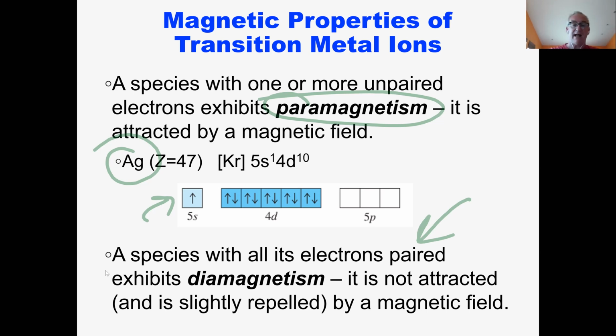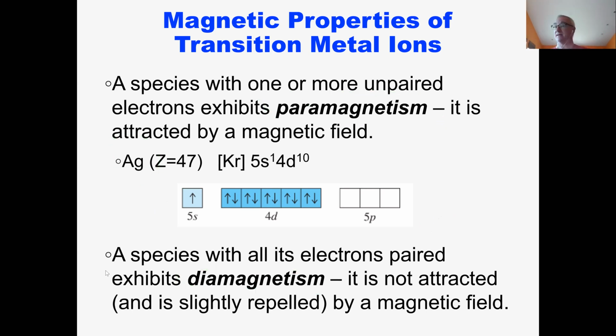And we say it's diamagnetic. In fact, it's slightly repelled from a magnetic field. If you have a magnet and you have something that's diamagnetic, instead of being attracted to it, it's actually slightly repelled from it. So it's not magnetic. So we need to look at the outermost shell and see which electrons are paired and which ones aren't. So let's have a look at one.